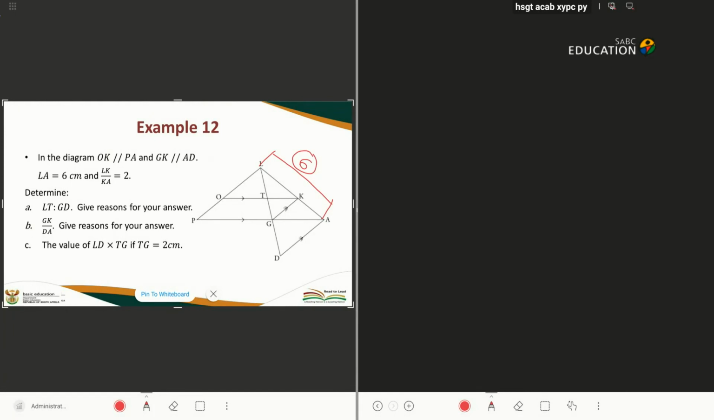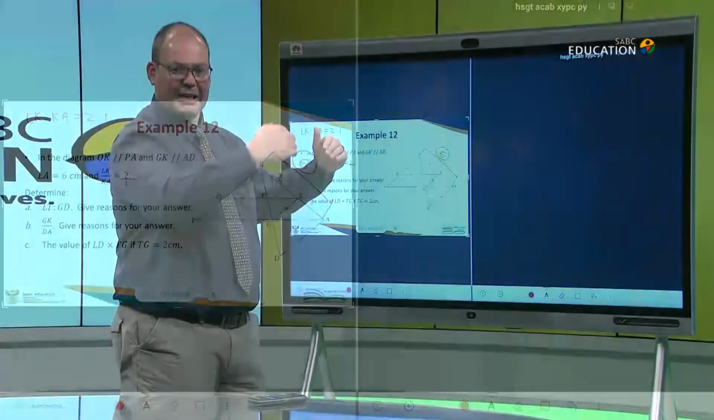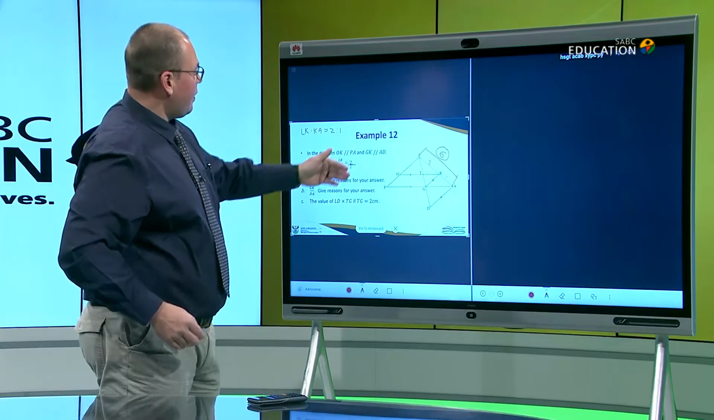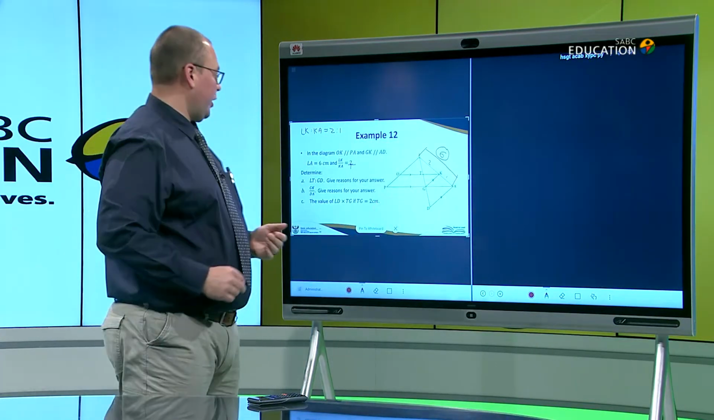All right. So then I'm going to look at LK divided by KA is equal to 2. So this will be then the same as if I say, well, it is 2 divided by 1, meaning the ratio of LK to KA will be equal to 2 to 1. So I look, where is LK? I write the 2, and KA, I write the 1. So you will now see that because I've encircled the 6, that's an actual length, okay, that I've given. And then the 2 and the 1 will be then the ratio.